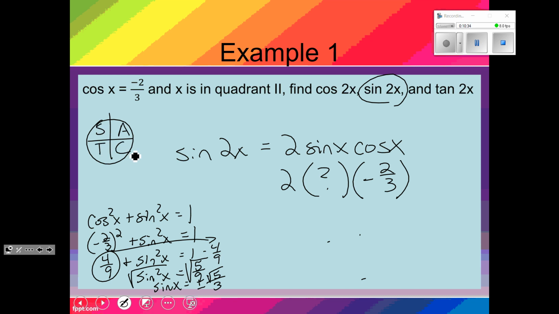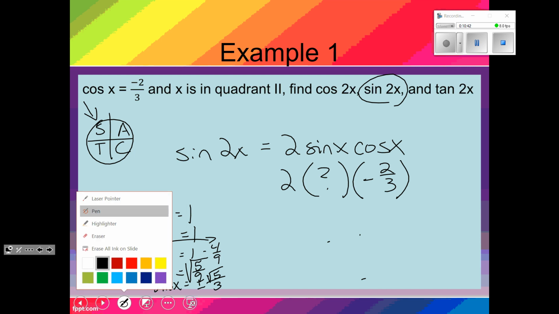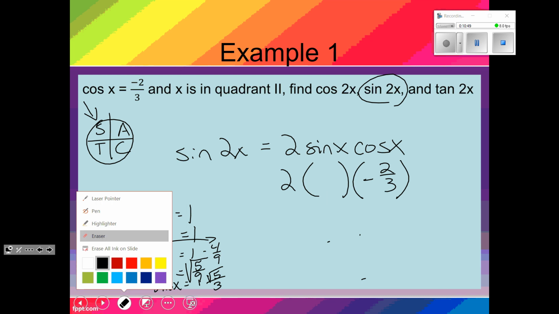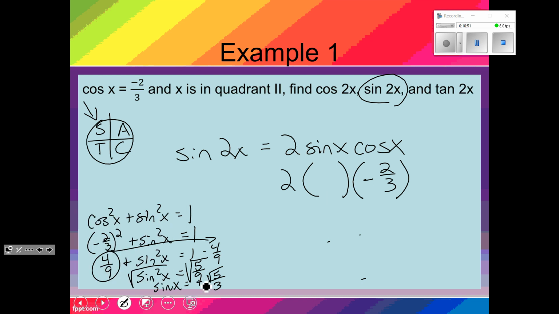I'm in quadrant 2, so what do I know the sine is? So I'm going to use a positive eraser. I'm going to take away the negative, and I'm going to use a positive square root of 5 over 3. Any questions on how I knew to take the positive? You just use what quadrant you're in. Okay, and then we're going to work this out.